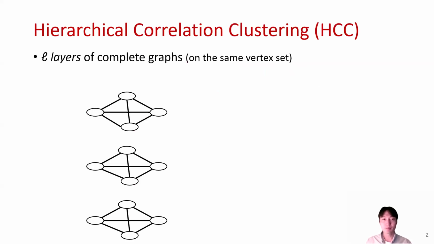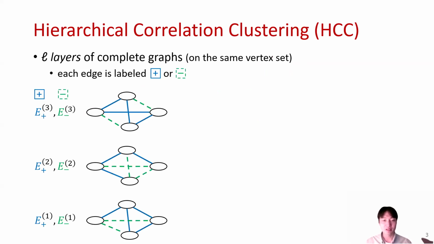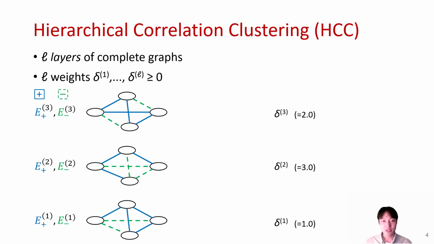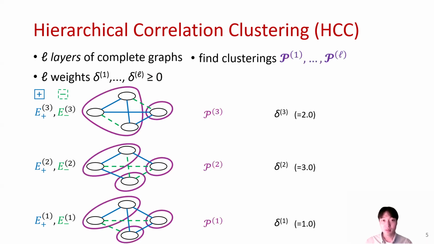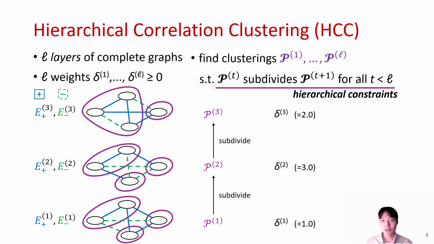In this paper, we mainly consider the hierarchical correlation clustering problem, or in short, HCC. For the problem, we're given L layers of complete graphs on the same vertex set, where each edge is labeled either plus or minus. We are also given a weight for each layer, and the problem asks to find the clustering for each layer such that the clustering in the lower layer subdivides the clustering in the higher layer. We call these constraints hierarchical constraints.